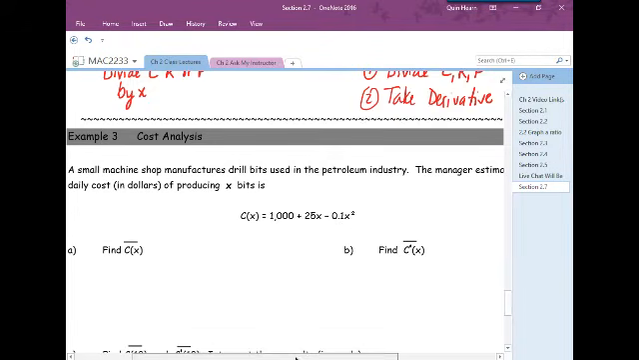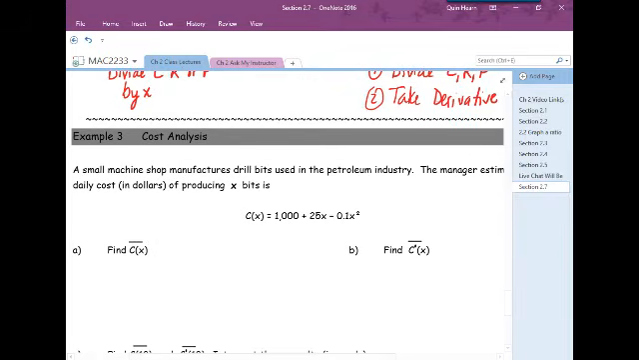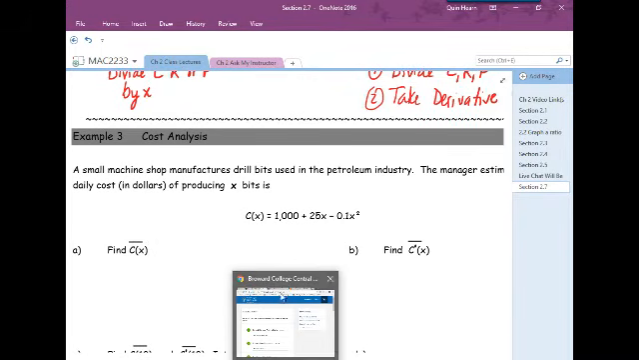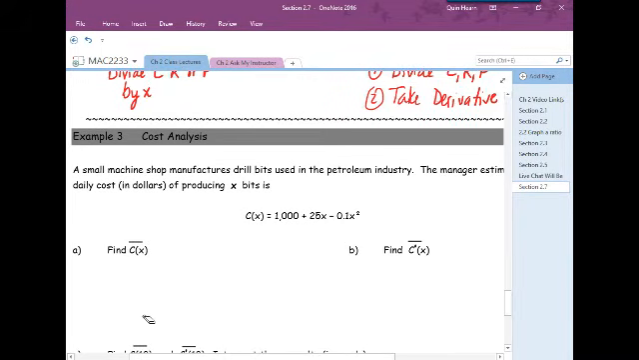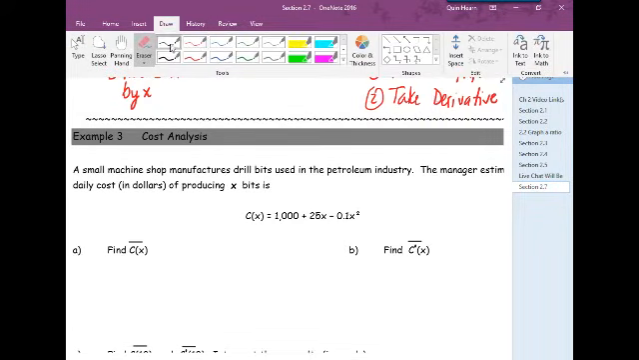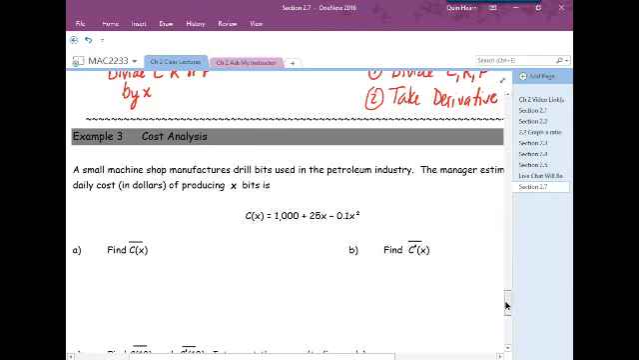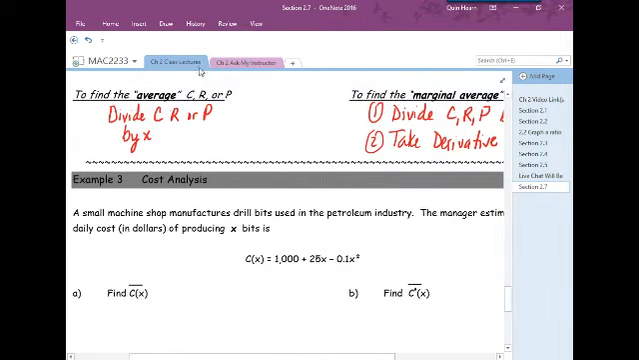The first thing we're asked to do is to find C bar of x. Do you remember what that's called when there's a bar over it? That's called the average cost function. So to find an average, what do you do? You divide the cost function by x. Remember, that's what it said up here. Find the average, divide by x. So we take C of x and we divide it by x.